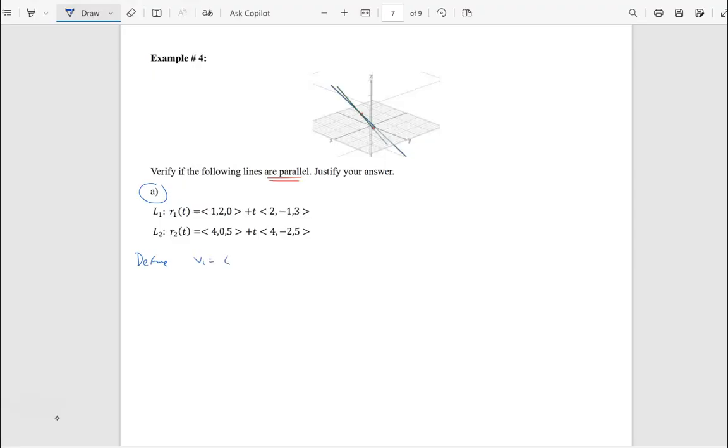v1 as, in this case, 2, negative 3, negative 1, and the values of 3. And v2, which is a direction vector of the second line, which is 4, negative 2 and 5. Now, the lines are going to be parallel if you have the same direction vector. If they don't have the same direction vector, in this case, your lines are not going to be parallel.